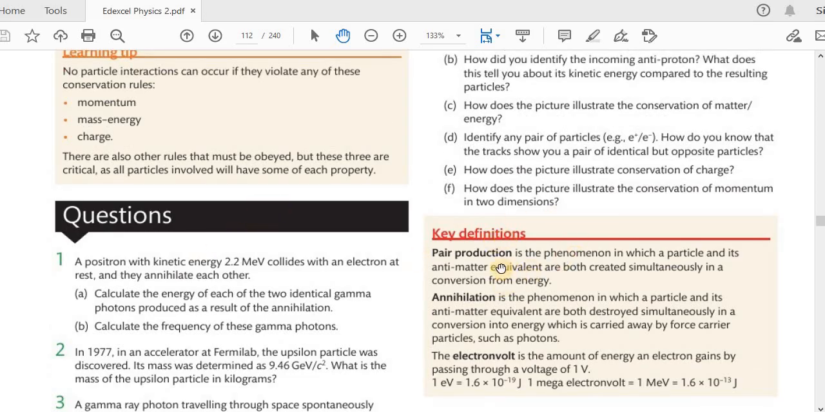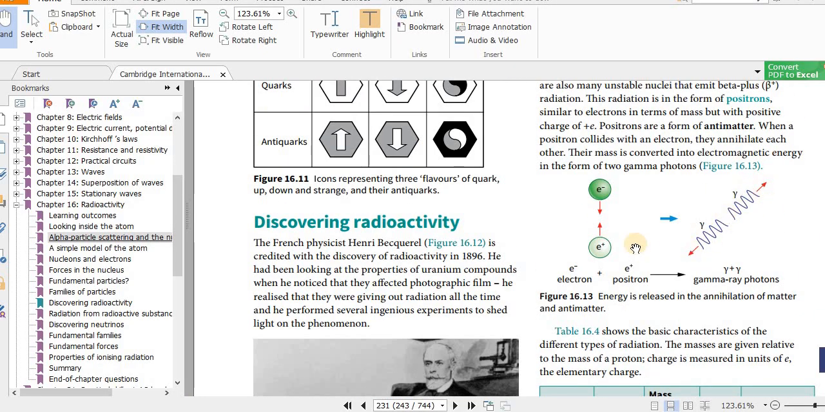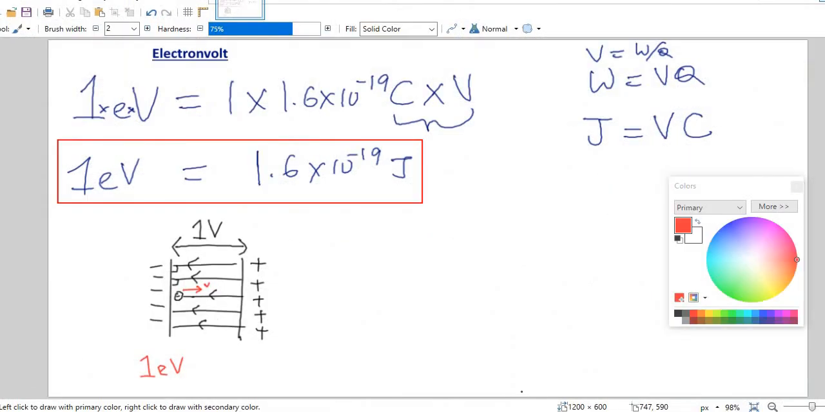Okay, so then annihilation, remember we saw earlier, is the phenomenon in which a particle and its antiparticle equivalent are both destroyed simultaneously, that means at the same time, in a conversion into energy. So you see, mass became energy, which is carried away by force carrier particles such as photons. A nice diagram was given here. You got 2 gamma photons when an electron and its antiparticle, the positron, came together or collided. When a positron collides with an electron, they annihilate each other.